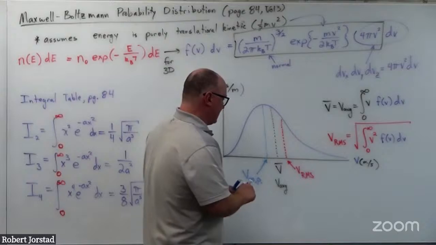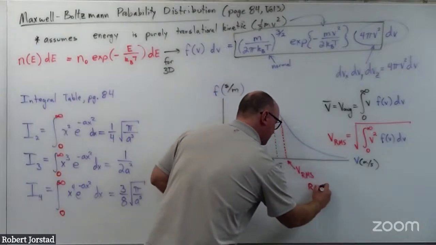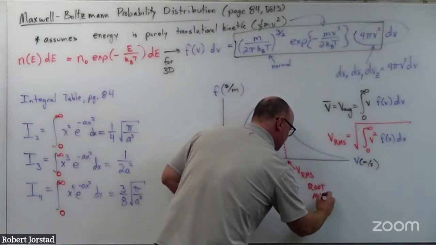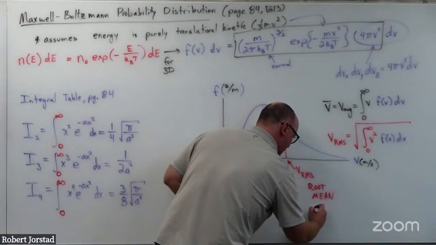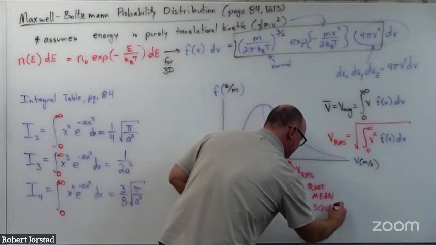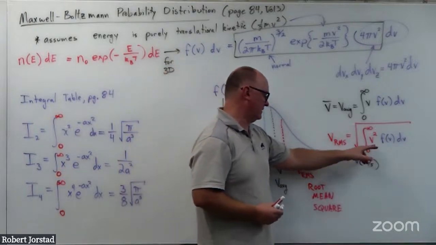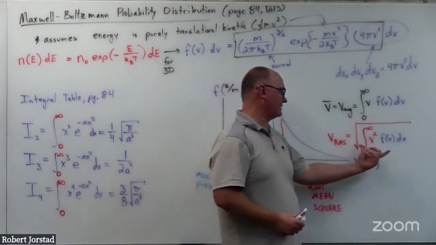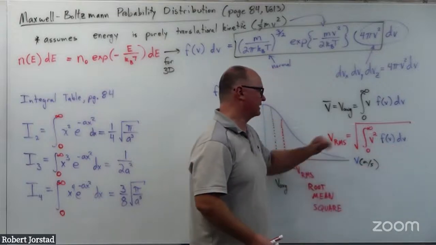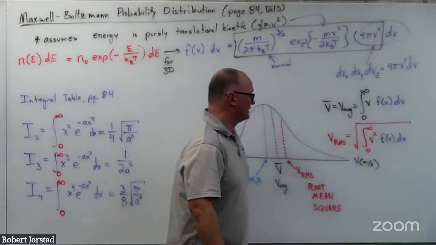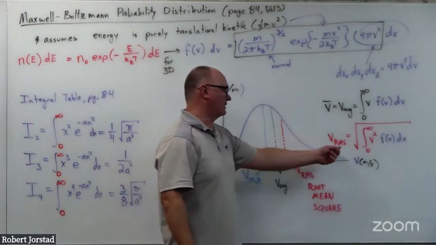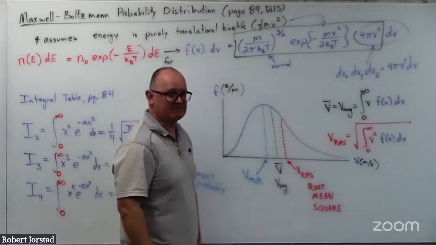V_RMS stands for root mean squared. So you square the speed, you take the average of it, that's the expectation value, and then you take the square root of it. So this gives you how you can compute V_RMS for these.